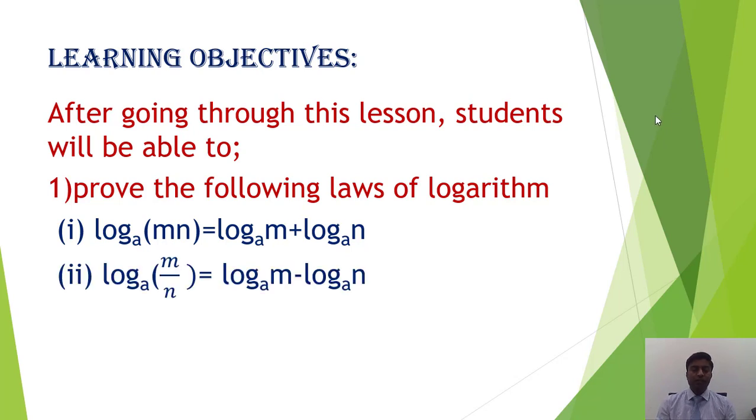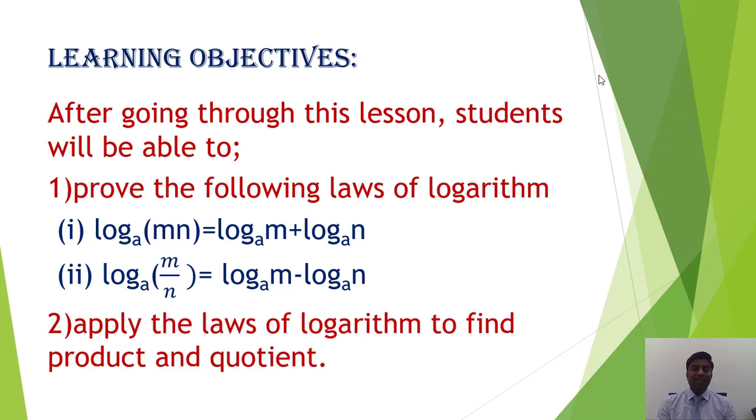Second law is log m divided by n to the base a is equal to log m to the base a minus log n to the base a. Second objective is to apply the laws of logarithm to find product and quotient.